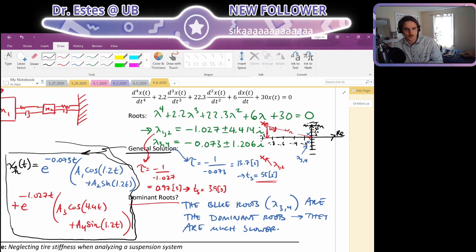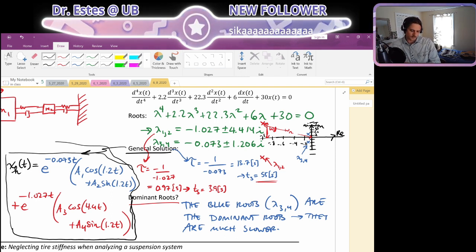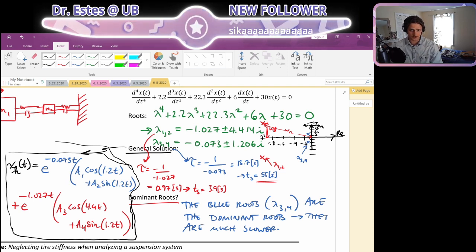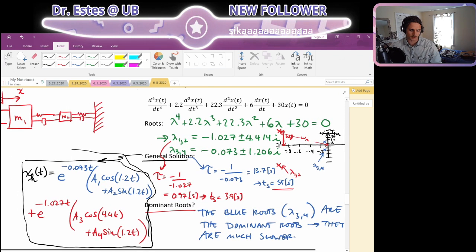So what you might do at this point as an engineer, you could say, look, I know this system is fourth order overall, but these red roots here, much faster dynamics. How about we just neglect that in our model and stick with the blue? Because that basically captures the essence of what's going on here.